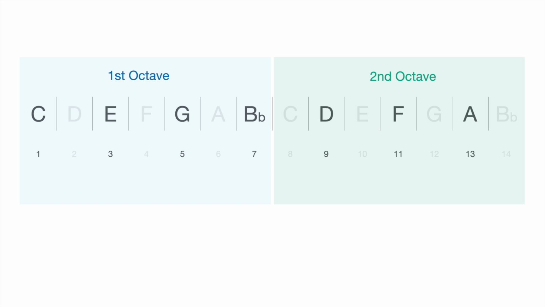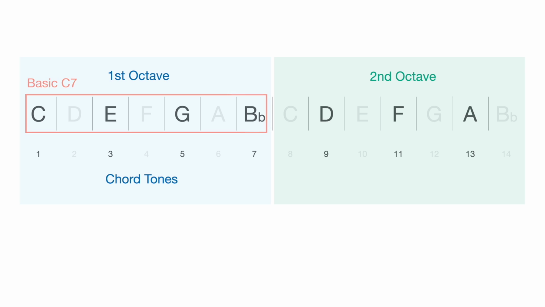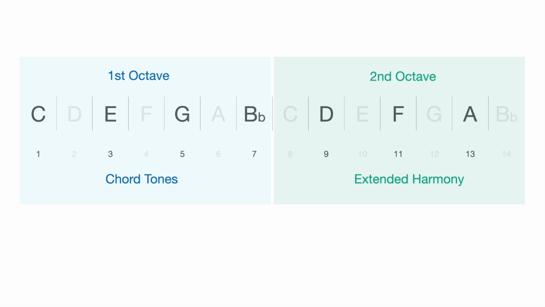So these notes in the first octave are our basic chord tones, which I guess give us basic sounds, but then in the second octave you'll see we get the 9, 11 and 13. These are known as extended harmony notes and they give us those much more sophisticated jazz sounds. These extended harmony notes can be made either flat or sharp to give even more out there jazz sounds, but there's really no need to be scared when you see these numbers written in chords once you understand this concept.